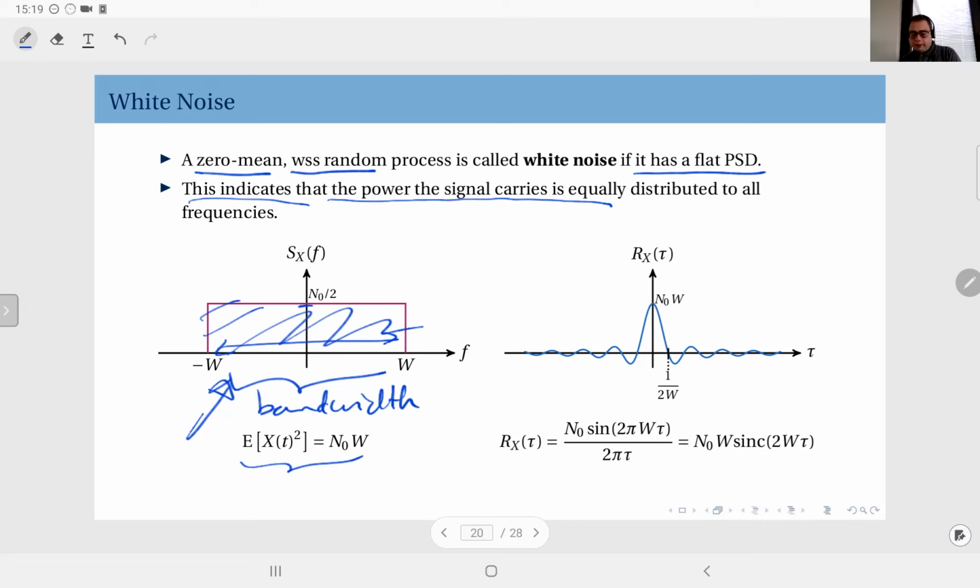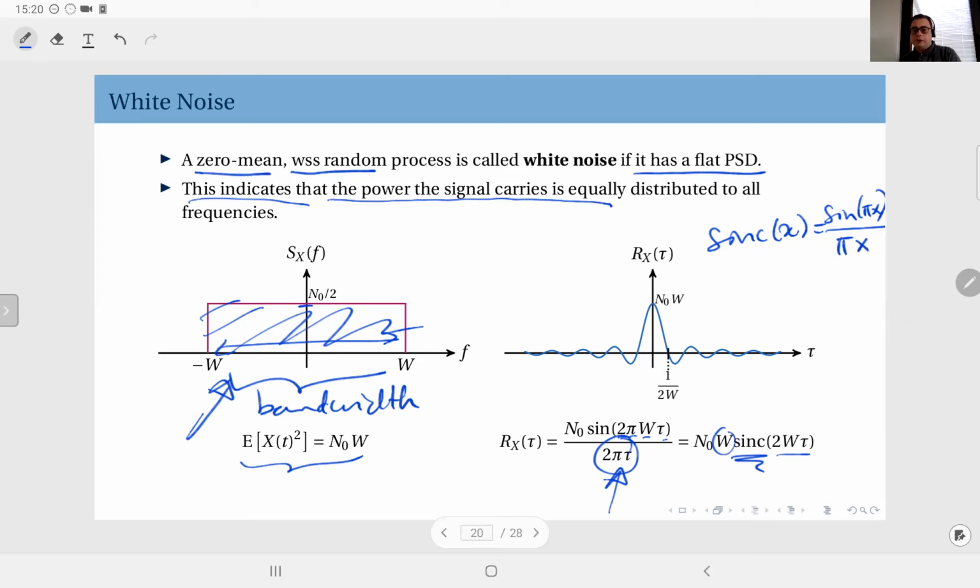the area under the PSD gives you the average power, which is N0 times W. Okay. If you take the inverse Fourier transform, you obtain the autocorrelation function, and the autocorrelation function turns out to be what we call the sinc function. Okay. Some of you might be familiar with this function. Essentially, as you can see from this expression, it is sine of pi x divided by pi x, with x here being 2W tau.